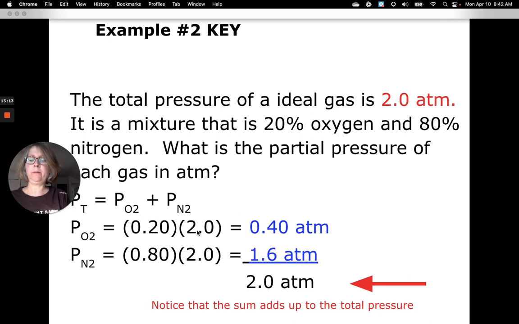But the pressure of the oxygen is just the percent that's oxygen. And the pressure of the nitrogen is just the percent that's nitrogen. Again, remember, pressure is collisions. So if 80% of the particles are nitrogen, then 80% of the collisions are nitrogen, and 80% of the pressure is nitrogen. Okay, so here we gave you essentially the mole fractions, but can you calculate them? That's what this next example will do.